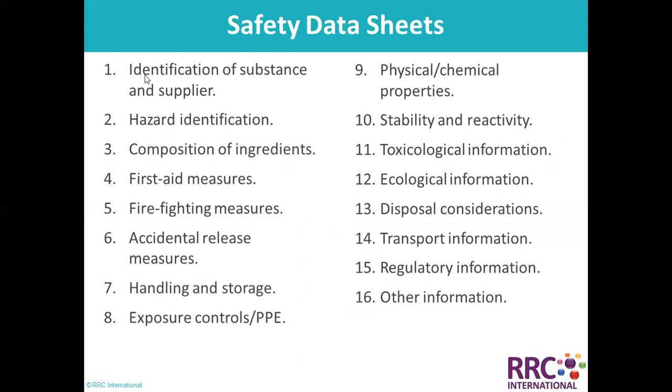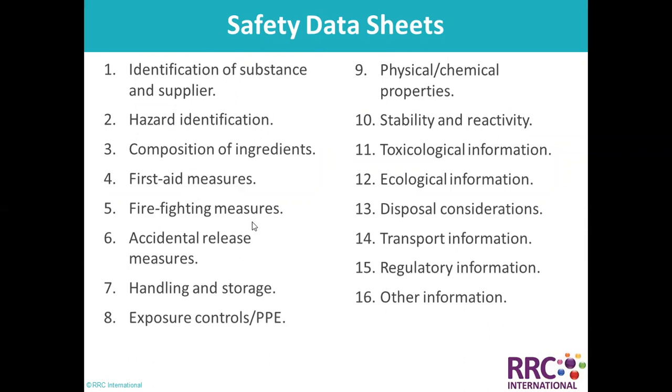That means these 16 sections of information must be there for our better understanding: identification of the substance and supply, what hazards could be there from that chemical, composition of ingredients, that means the formula of that chemical, and first aid measures, if it touches our eyes, or through inhalation, or touching our skin. So what are the first aid measures?